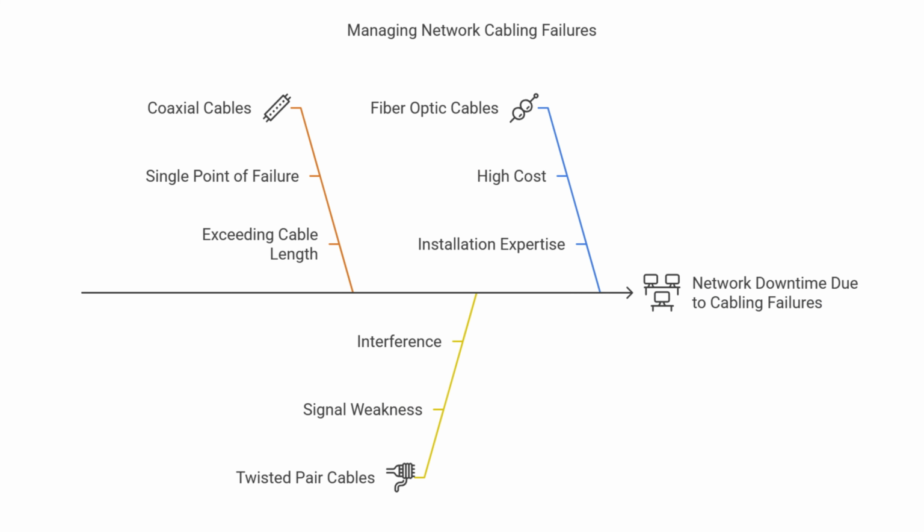Now, let's talk about single points of failure, a critical concept in network security and availability. Imagine you're flying in an airplane with only one engine. If that engine fails, there's no backup, you're in trouble. Now, compare that to a plane with multiple engines. If one goes out, the others keep things running. That's the same concept we apply in network design.